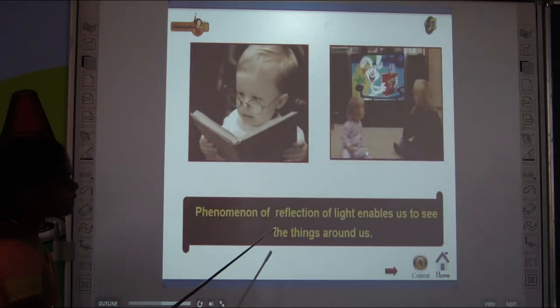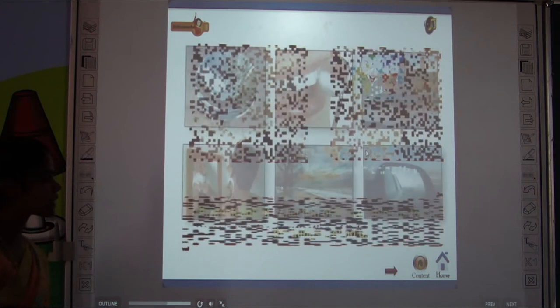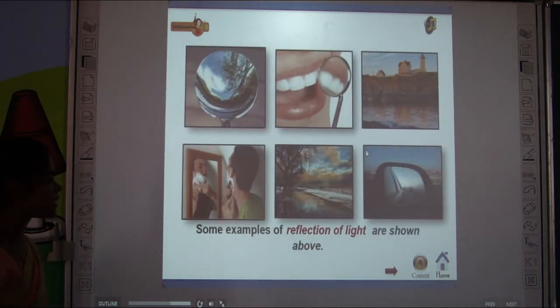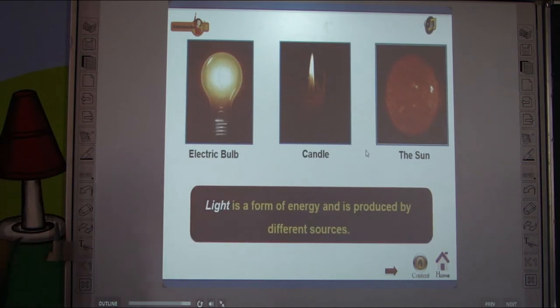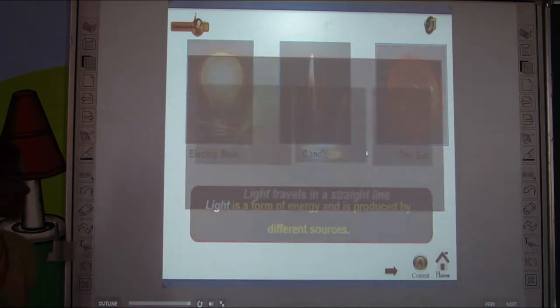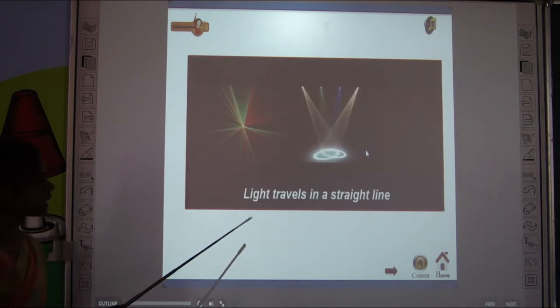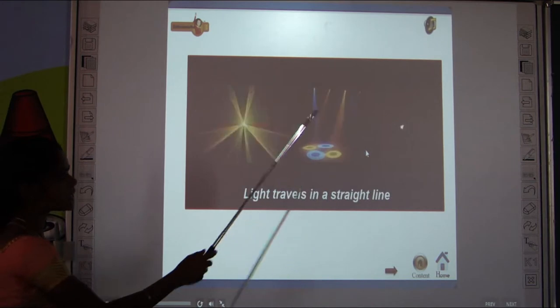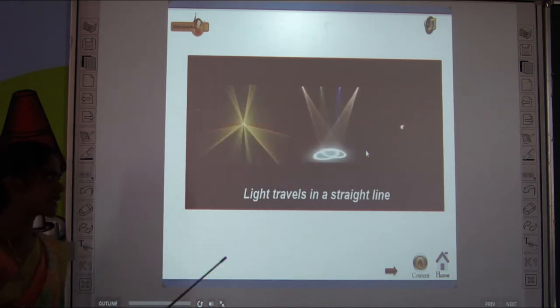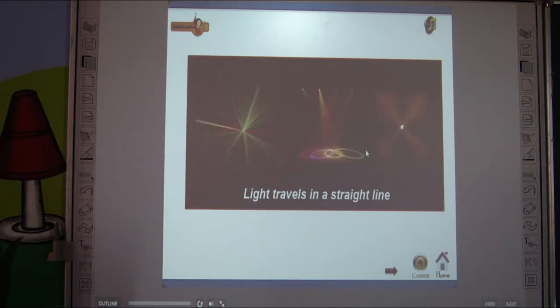See, the phenomenon of reflection of light enables us to see the things around us. So which phenomenon is related? Reflection of light. See, there are some pictures given. These are all examples of reflection of light. So what phenomenon is associated with light? Reflection of light. And light travels in a straight line. Look at the picture. How do they travel? They travel in a straight line. The next one.